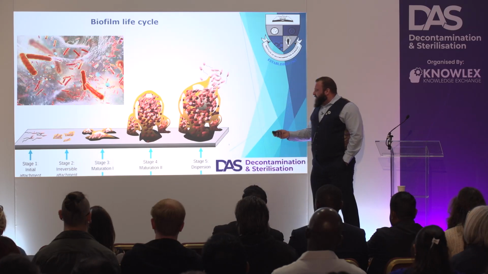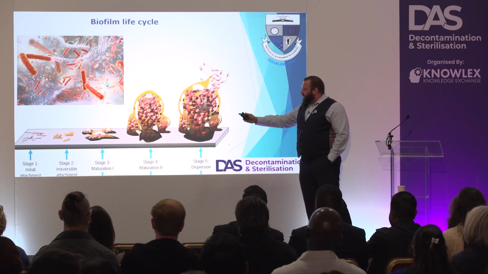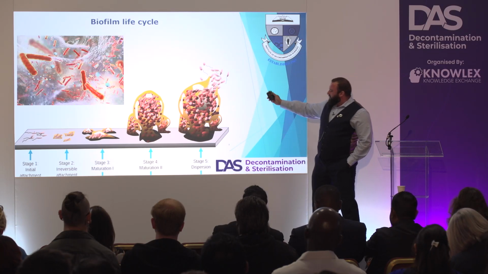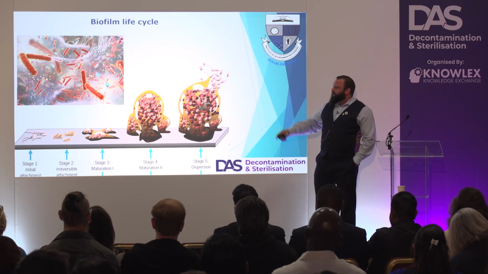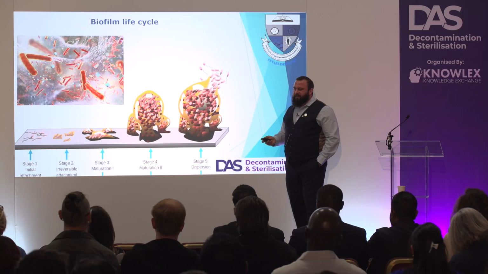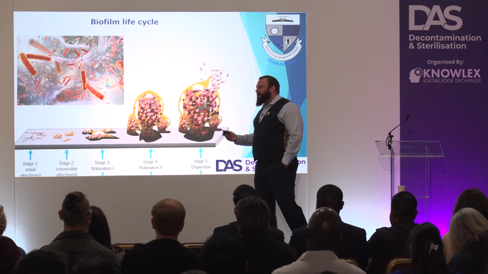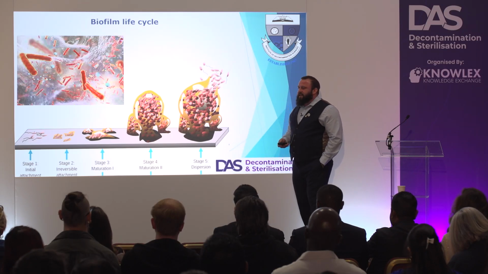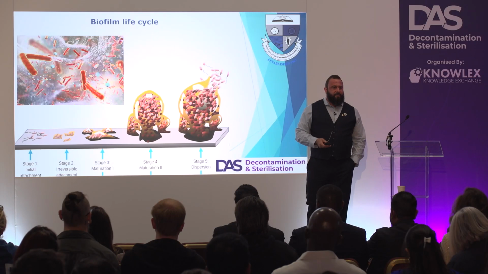Then we start having the maturation stages, and they progress until we get to stage 5, which is dispersion, where you've got such a large amount of microorganisms under that protective layer, they disperse and pass that through your water system, your endoscopes, your washers.